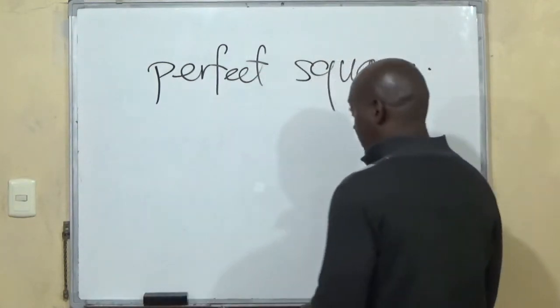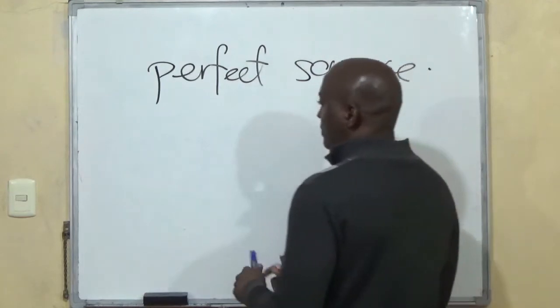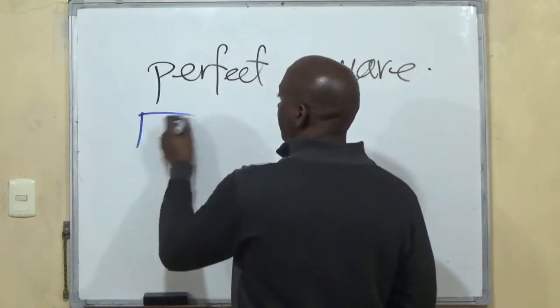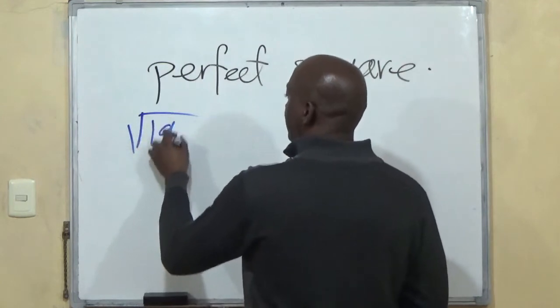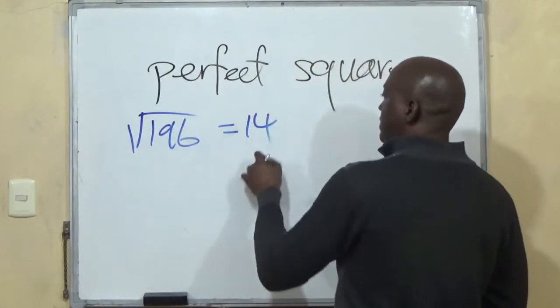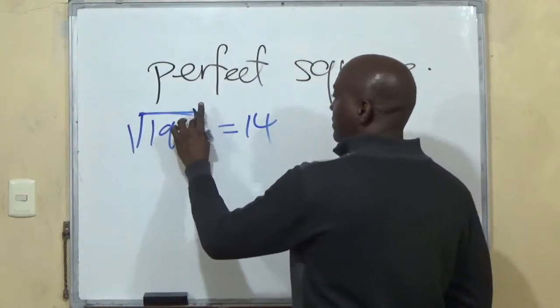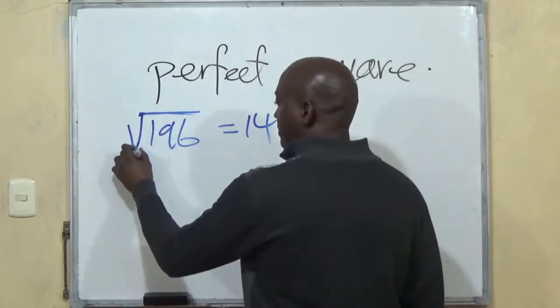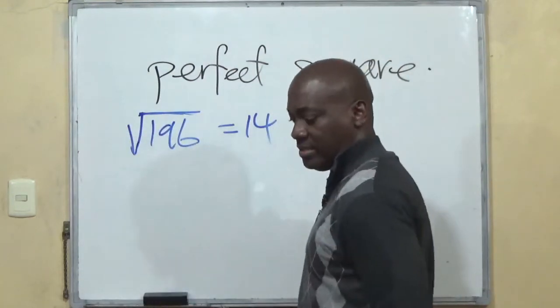So, for example, the square root of 196 is 14, and I'm deliberately using numbers outside the 1 to 12. Again, just to stimulate.